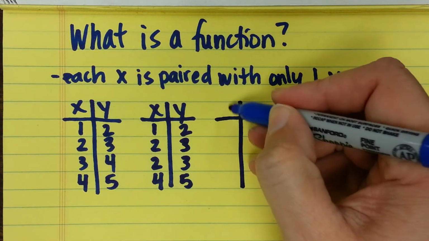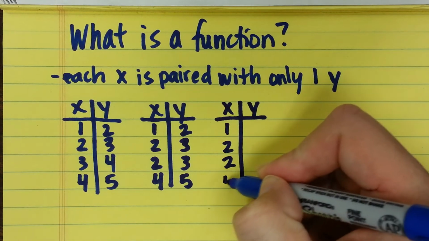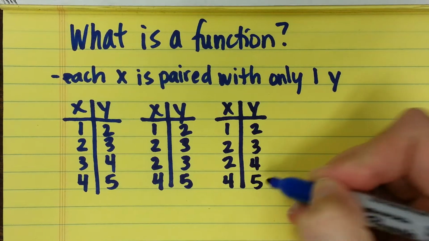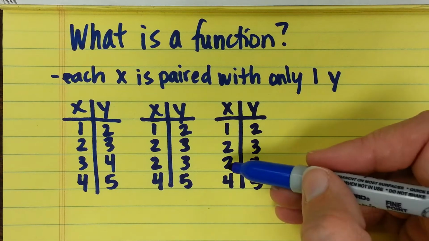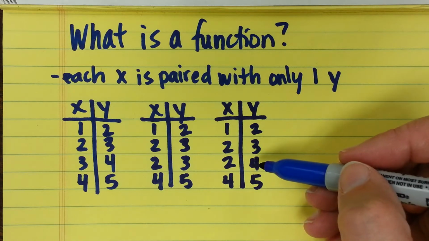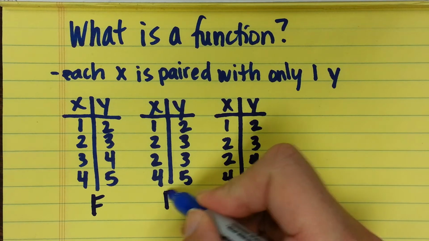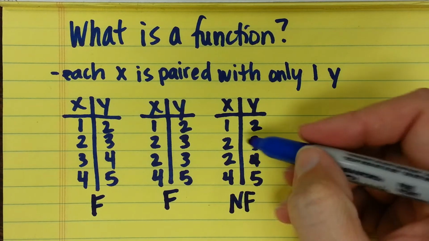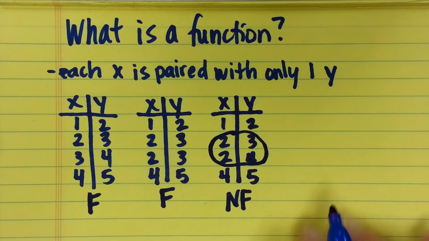If, by chance, the x is paired with different y values, something like that. Notice here the 2 is paired with the 3, and here the 2 is paired with the 4, and we said that can't happen. So where this first one was a function, and this one was a function, this last one is not a function. And it's not a function because the x is paired with more than one y value.